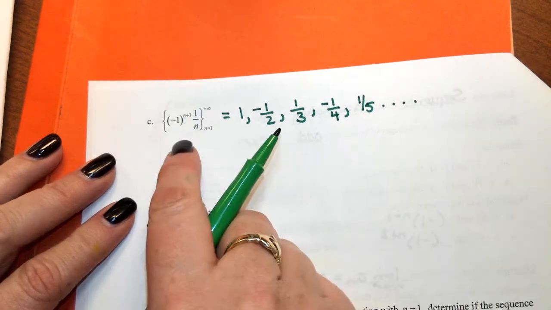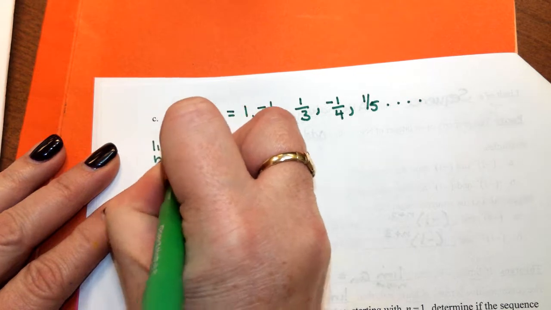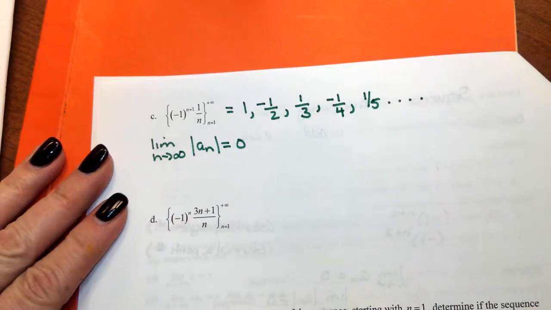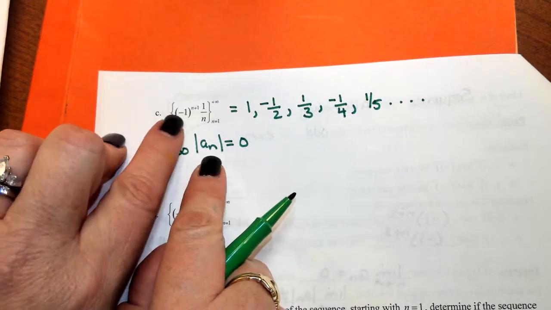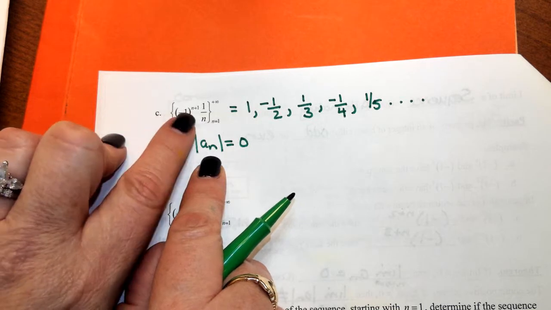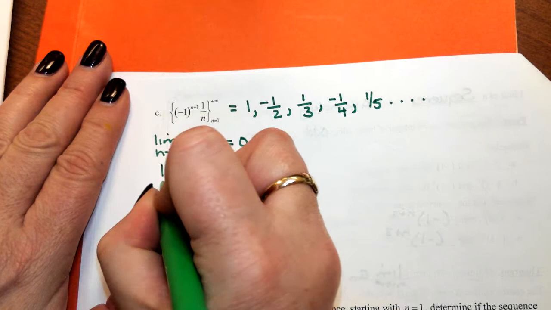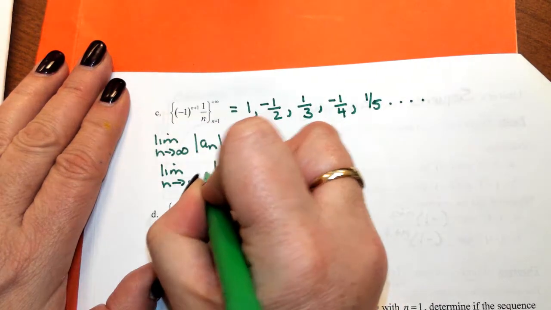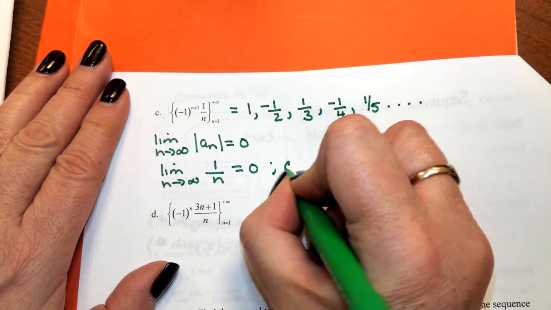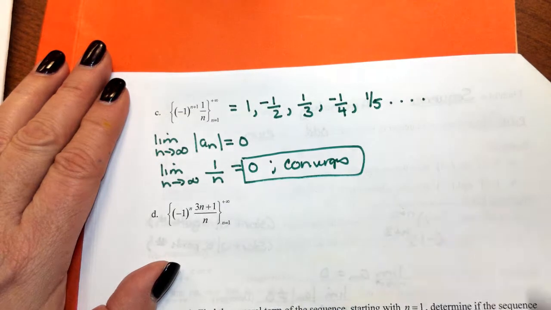Since this is an alternating sequence, what I want to do is check the limit as n approaches infinity of the absolute value of a sub n and see if it equals 0. When I take the absolute value, this negative 1 to the n plus 1 is my alternator, so I'm going to drop the alternator. So what I want to find is the limit as n approaches infinity of 1 over n, which is equal to 0. So I know this limit is going to be converging.